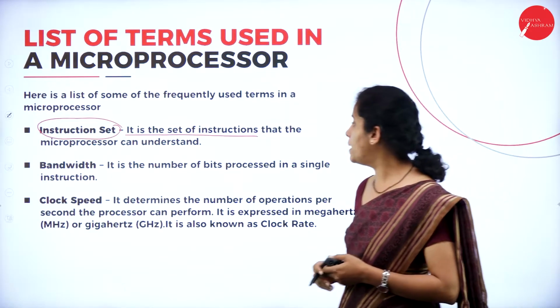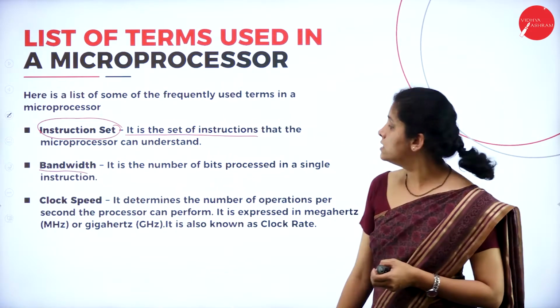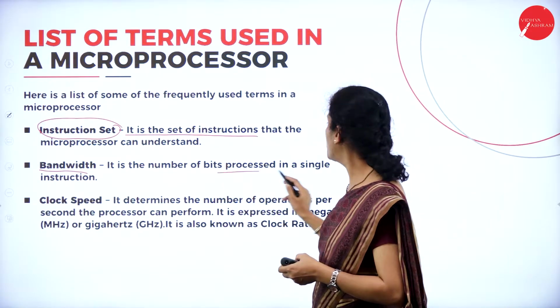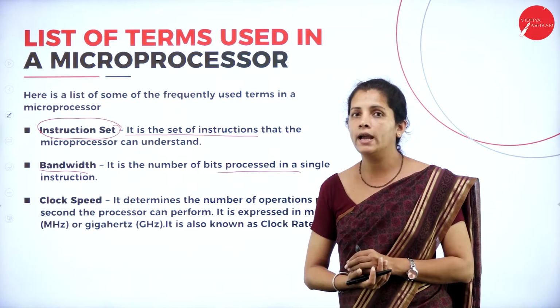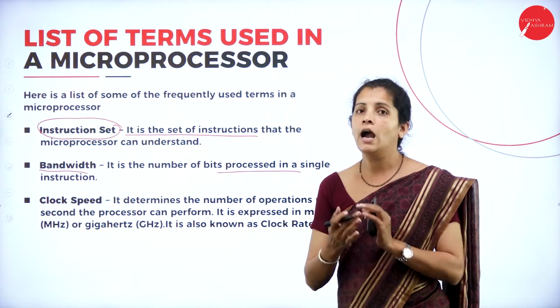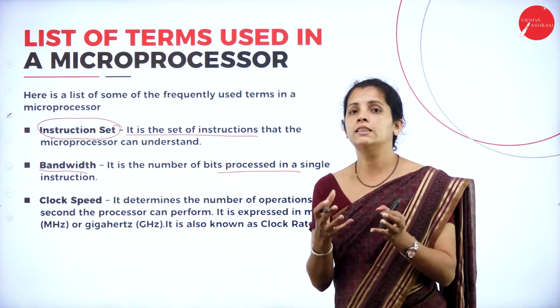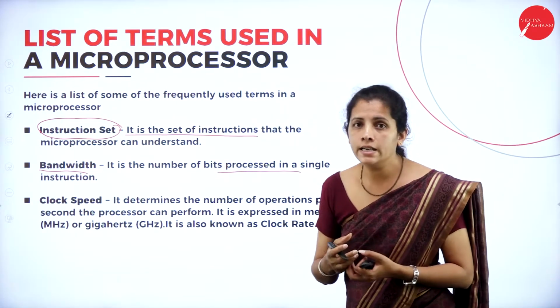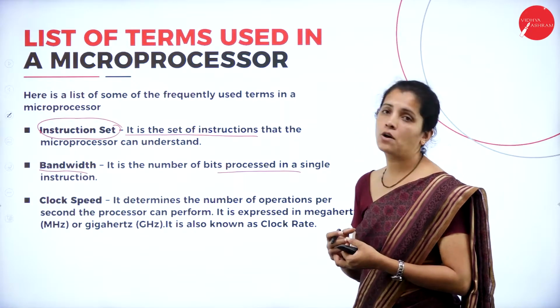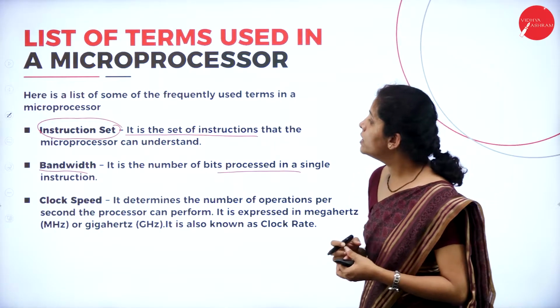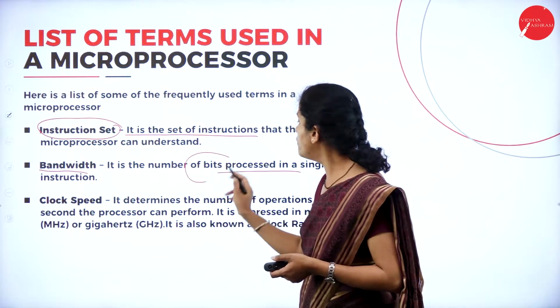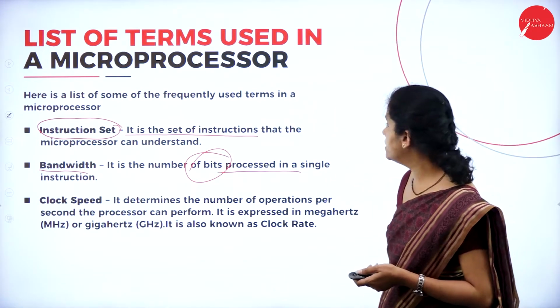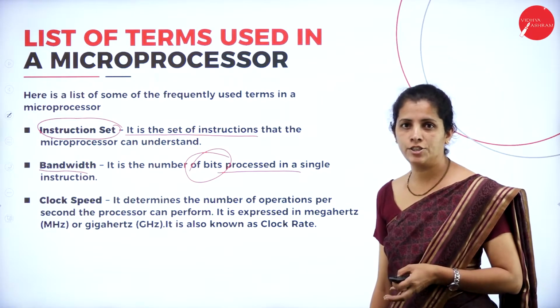Then what about bandwidth? The number of bits processed in a single instruction. So when I consider instruction, I have data. That is nothing but it's represented in terms of bits or bytes. Now, if I consider bandwidth, it is the number of bits processed in a single instruction.